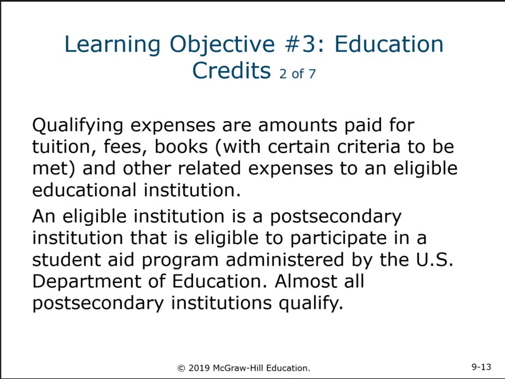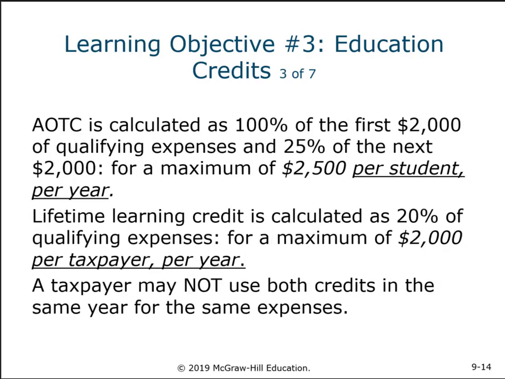So what counts as expenses? Tuition, fees, and books, but notice that there is not room and board and some other things. So basically those direct costs that you would pay for school. And it's pretty broad in terms of what institutions: any institution that is eligible to participate in the student aid program, which is almost everyone. But it is something to consider that it is actually a school that qualifies.